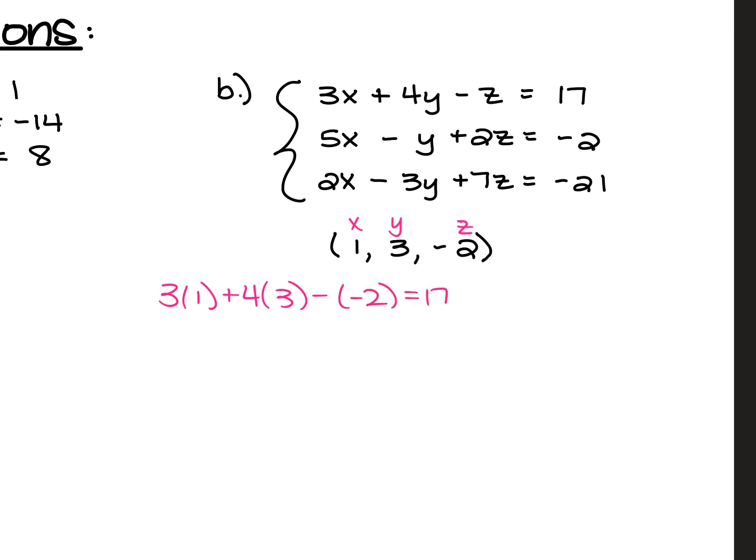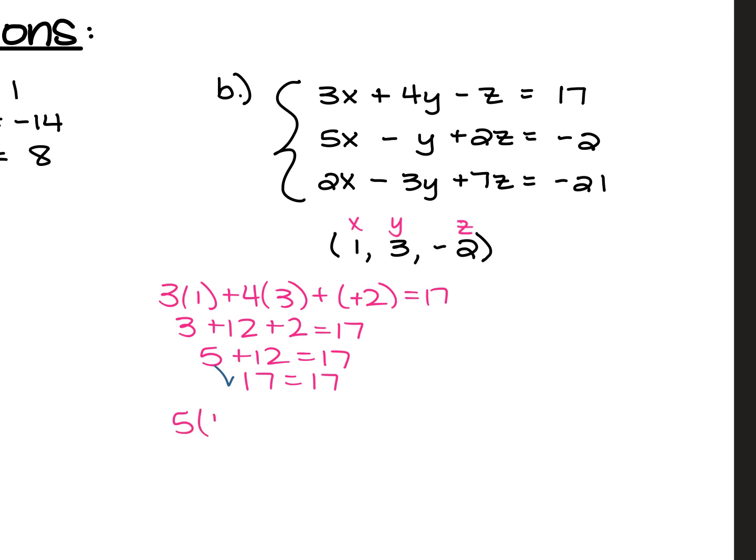So with our top equation, we have 3 times 1 plus 4 times 3 minus negative 2 is equal to 17. 3 times 1 is 3, 4 times 3 is 12. The double negatives turn into positives. So this is going to give us 3 plus 2, which is 5, plus 12 is 17. The 17 is equal to 17, so we're going to check our middle equation.